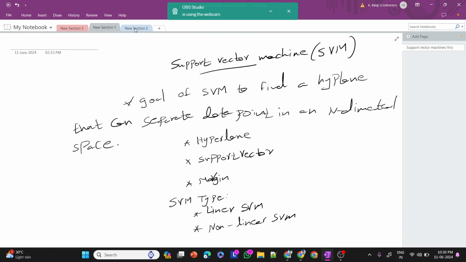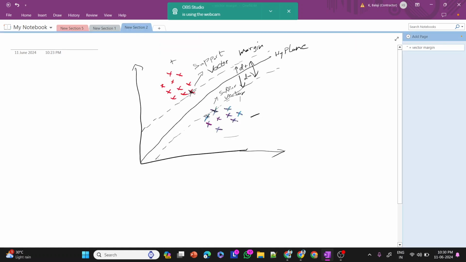The margin is the distance between the lines which touch each group. The distance from the first marginal line to the second marginal line is called the margin.